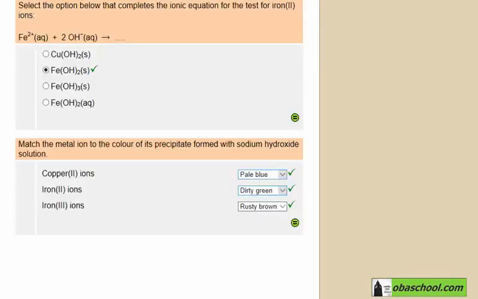So you must remember these colors. Copper 2 ions will produce a pale blue precipitate, iron 2 ions will produce a dirty green precipitate, and the rusty brown precipitate indicates the presence of iron 3 ions.